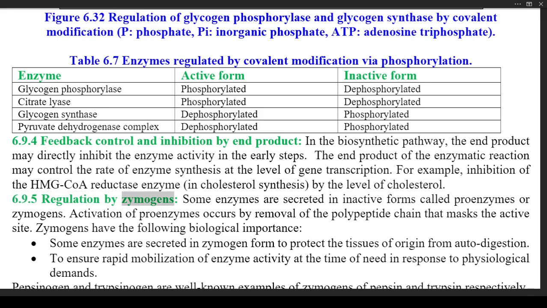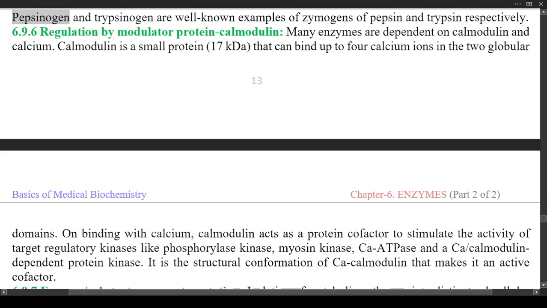6.9.5 Regulation by zymogens. Some enzymes are secreted in inactive forms called proenzymes or zymogens. Activation of proenzymes occurs by removal of the polypeptide chain that masks the active site. Zymogens have the following biological importance. Some enzymes are secreted in zymogen form to protect the tissues of origin from autodigestion. To ensure rapid mobilization of enzyme activity at the time of need in response to physiological demands. Pepsinogen and trypsinogen are well-known examples of zymogens of pepsin and trypsin respectively.